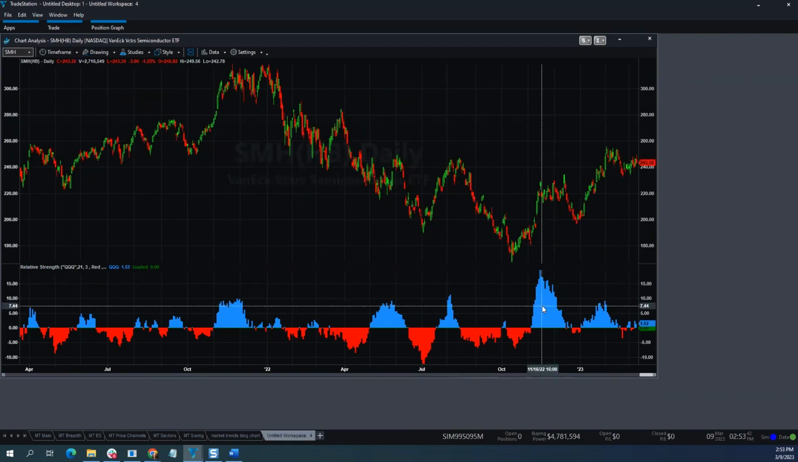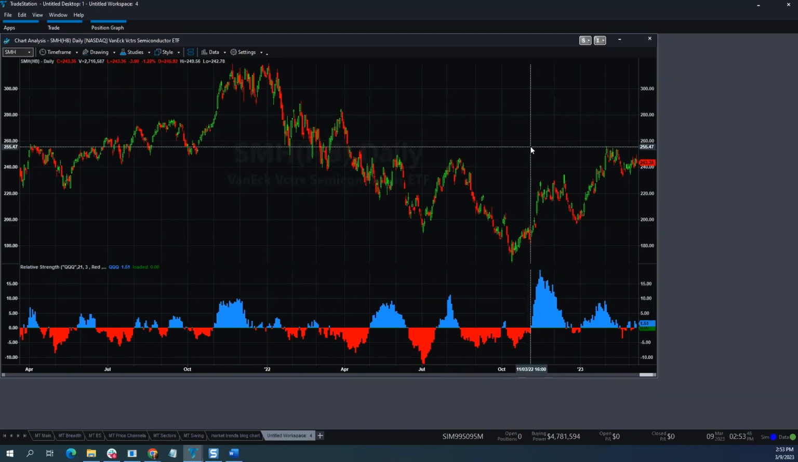The relative strength tool is the way we find it. This is a basic indicator, built into TradeStation. It can be useful whenever you're looking at a stock or an ETF to have relative strength, to quickly see: is it outperforming? Yes or no.